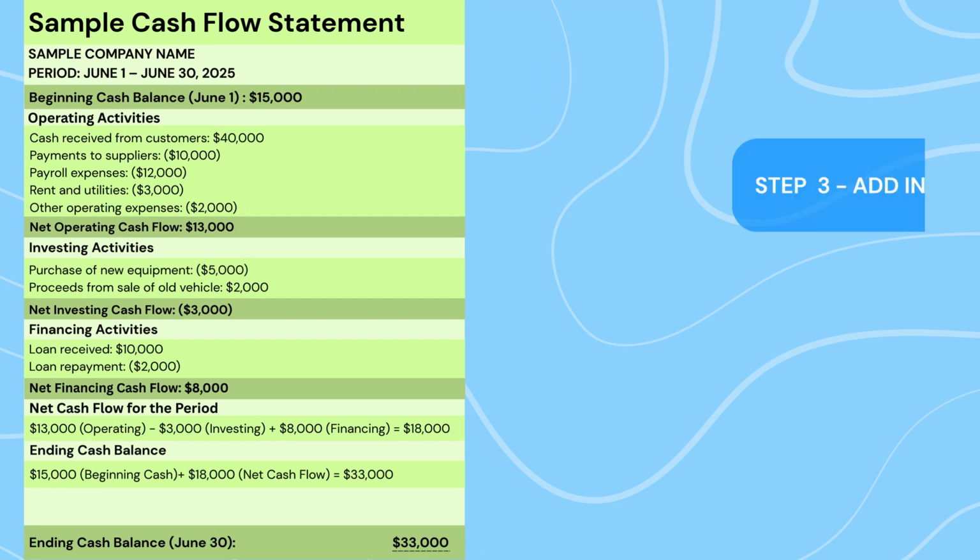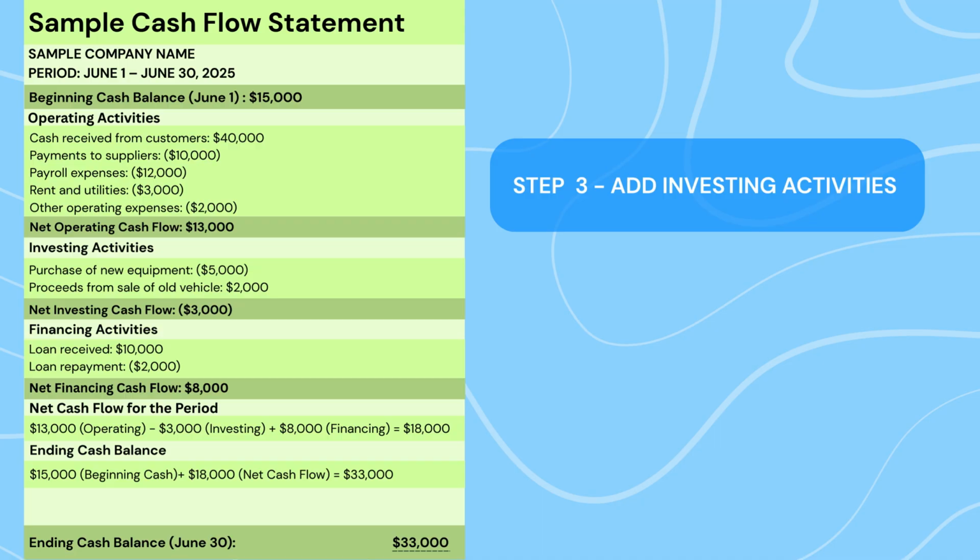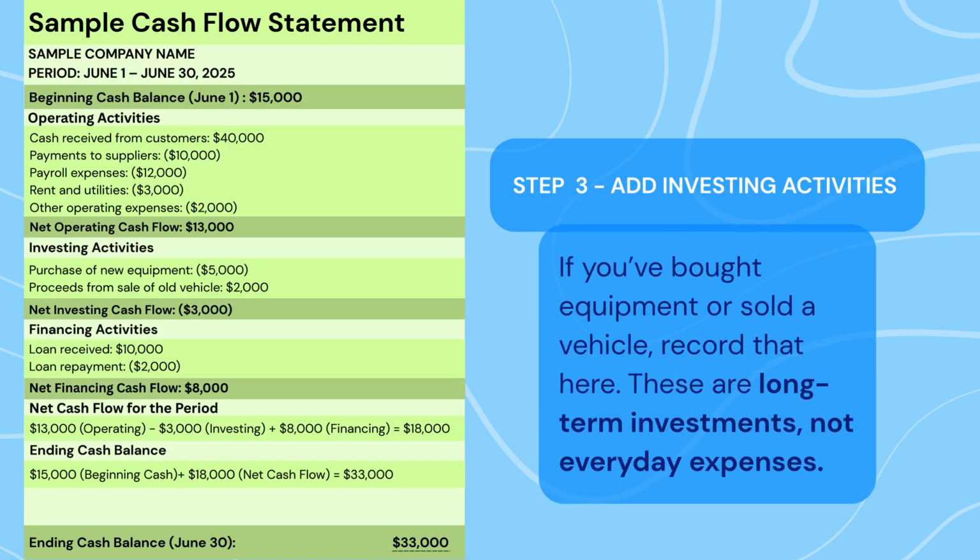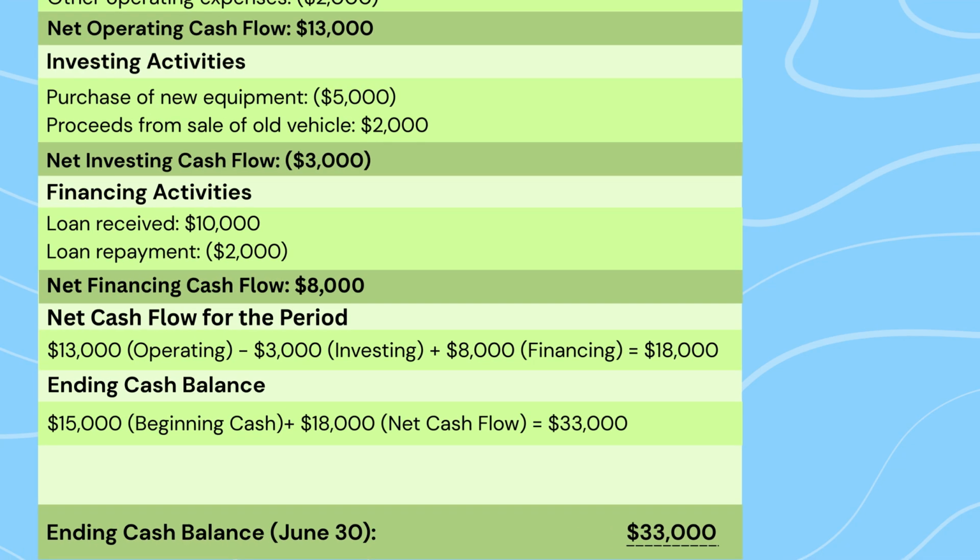Step 3, add investing activities. If you've bought equipment or sold a vehicle, record that here. These are long-term investments, not everyday expenses. In the sample, we see $5,000 goes out and $2,000 comes in.